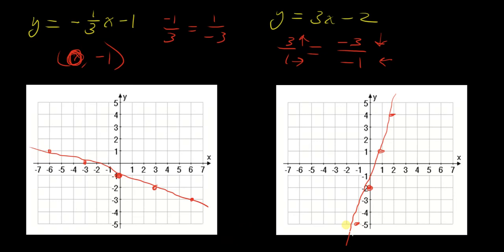So if you want to plot points, you can, or you can do the fast, easy way, which is get one point, preferably the y-intercept, and then just do your slope. And it's way faster and easier.